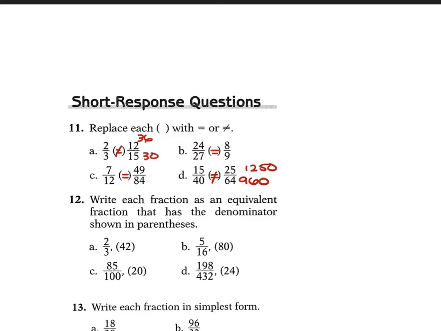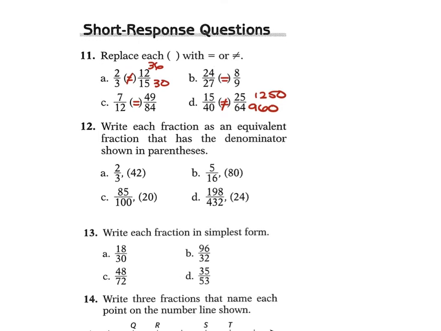For 12, we're asked to write each fraction as an equivalent fraction that has the denominator shown in parentheses. So for A, we are given 12 over 3 and we want something over 42. Well, 42 divided by 3 gives us 14. So if we multiply that by 2, we get 28 over 42. For B, we have 5 over 16. We want to turn it into something over 80. So 80 divided by 16 gives us 5. So we're going to do 5 times 5, which is 25 over 80.